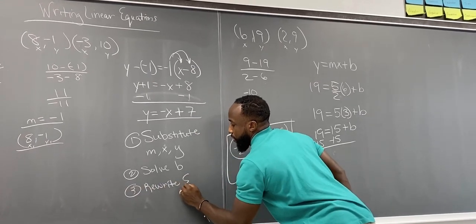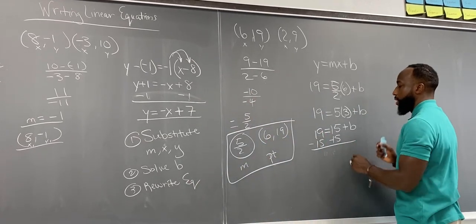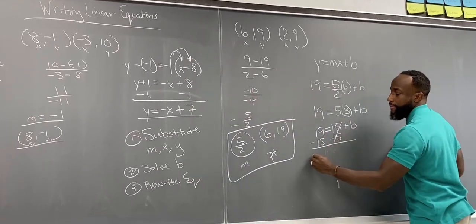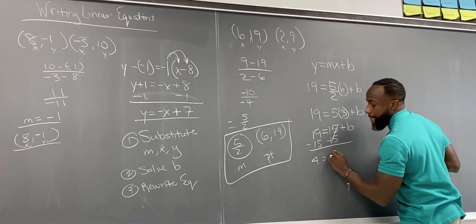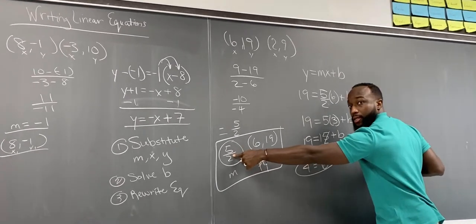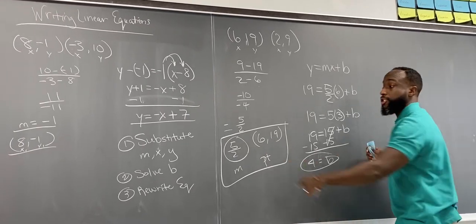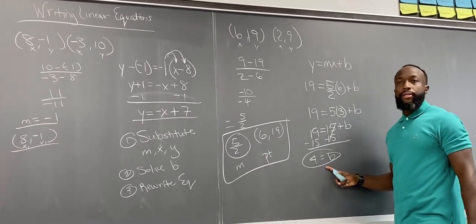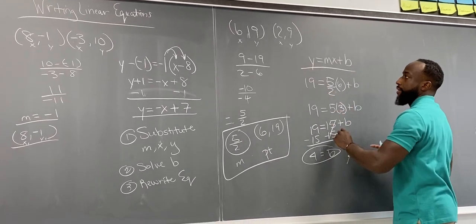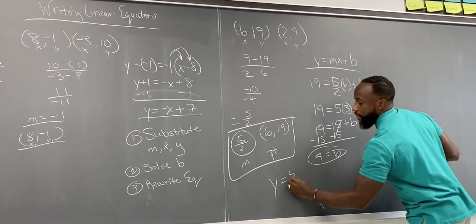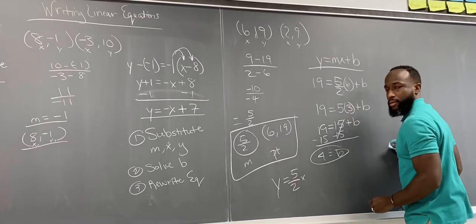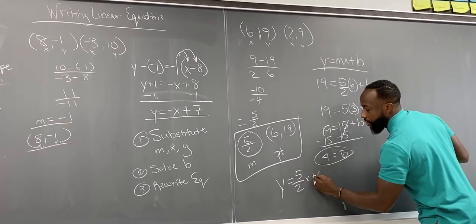So check this out. We subtracted, and b equals 4. Now we got b and the slope, the y-intercept. So we just put it into this equation: y equals 5/2 x plus 4.